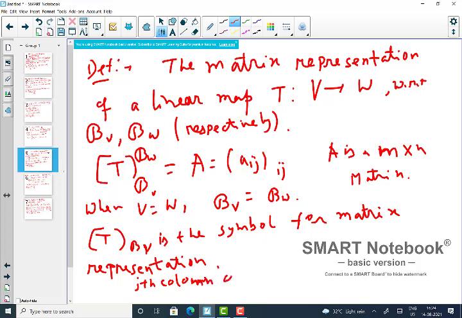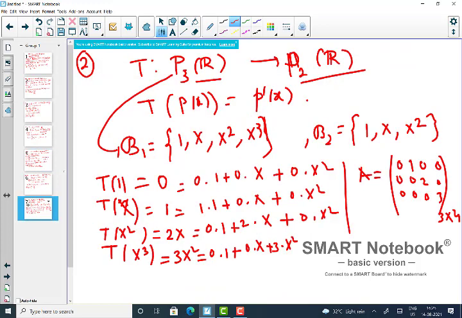The jth column of this matrix A is nothing but this: we write down the vector T(Vj), the image of Vj under T, and then find the coordinate vector of this with respect to the basis of W. Okay, and that is actually the jth column. So this is the ninth observation. You can do it.